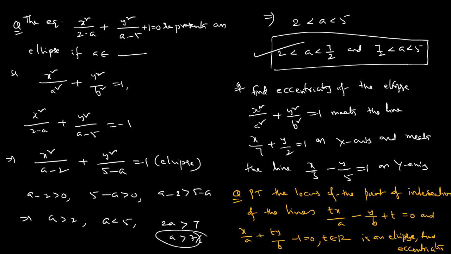Next question. Find the minimum area of the triangle formed by tangents to the ellipse x square by a square plus y square by b square is equal to 1 and the coordinate axis.